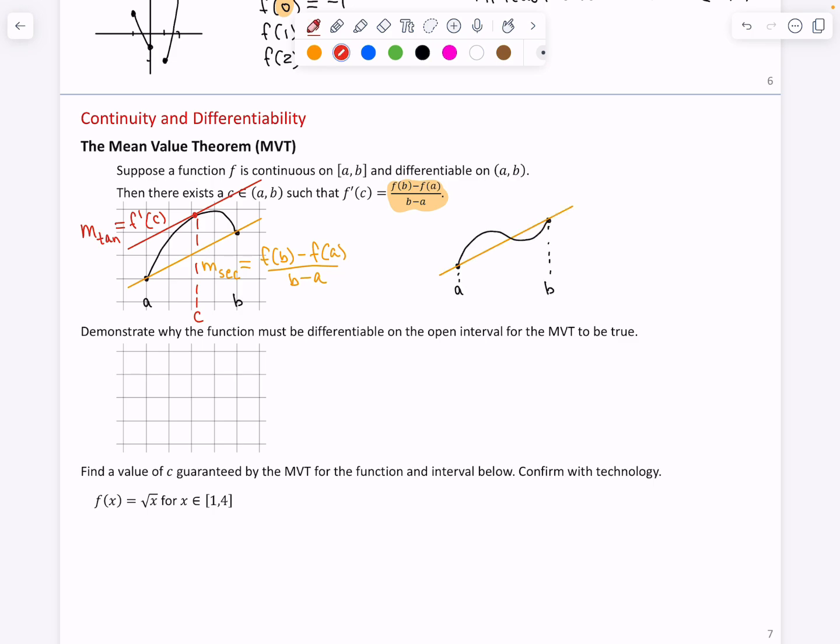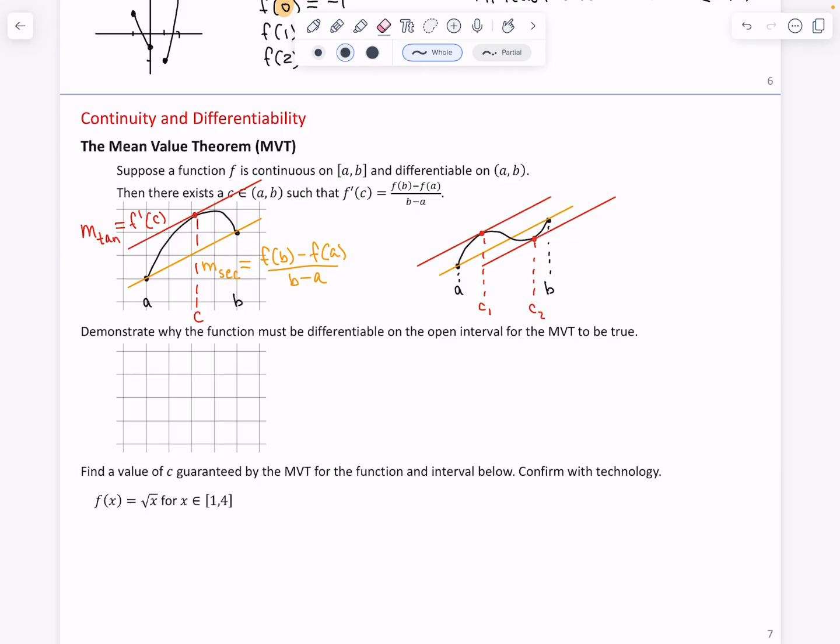If I draw this curve that's differentiable between a and b, I can see that there are 2 different points on the curve where the tangent line would be parallel to the orange secant line. So we'd have a c1 and a c2. So this theorem says there exists a c that should be interpreted as there exists at least one c.